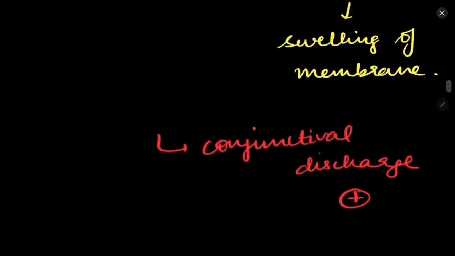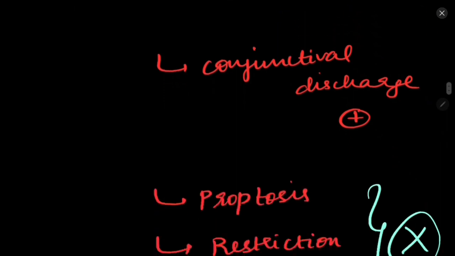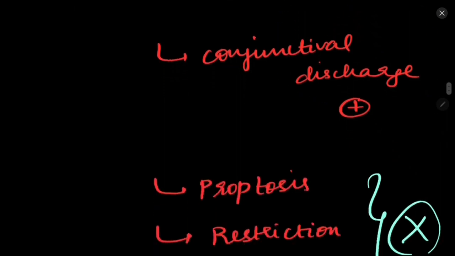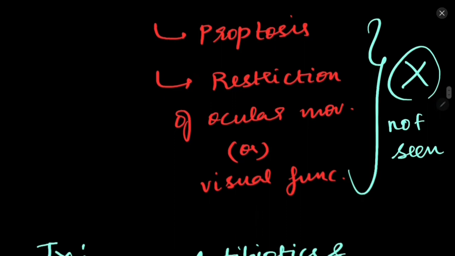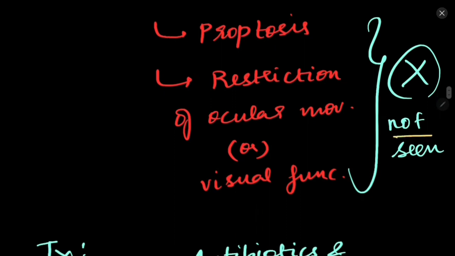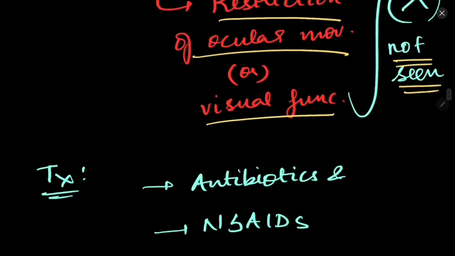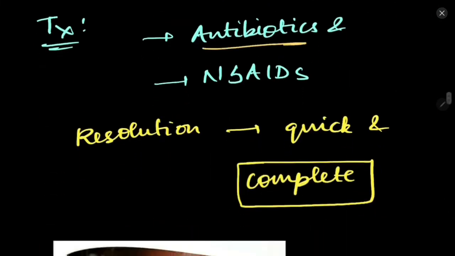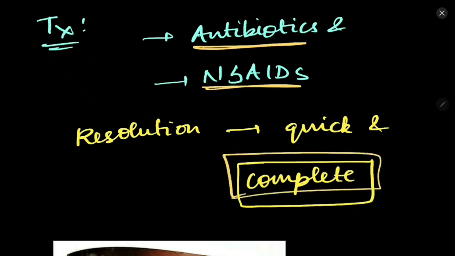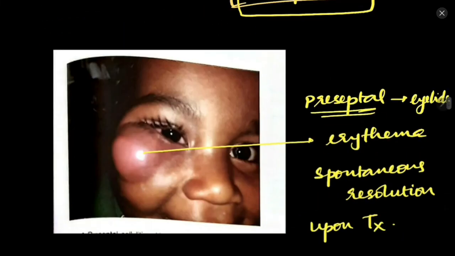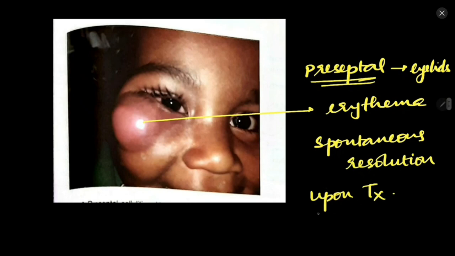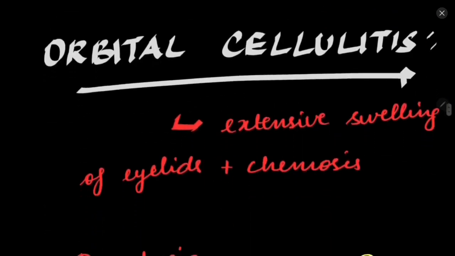Preseptal involves the eyelids and causes erythema and chemosis, which is a swelling of the membranes. Conjunctival discharge is seen in preseptal, but proptosis, restriction of ocular movements and visual function impairment are not seen. In treatment, antibiotics and NSAIDs can work. It will be a quick and complete treatment. In this picture, we can see preseptal cellulitis.